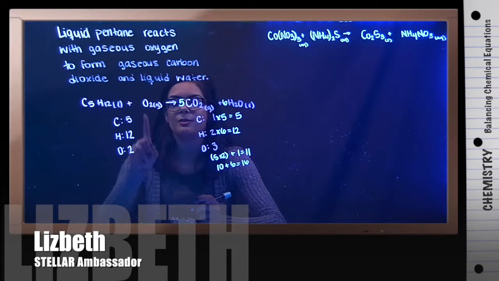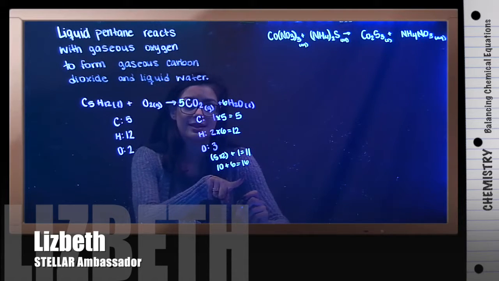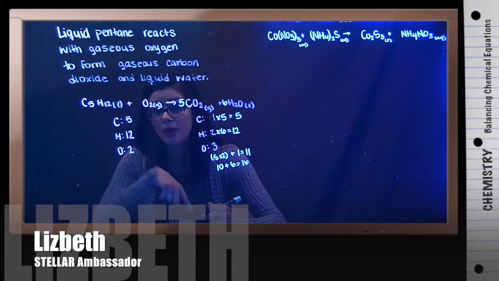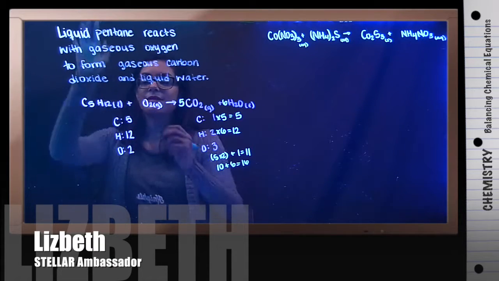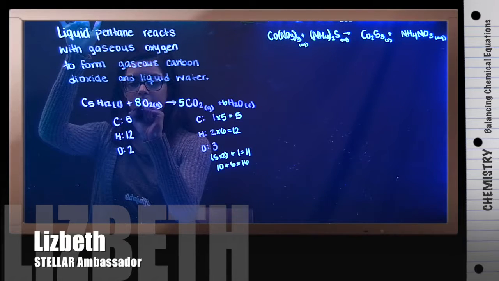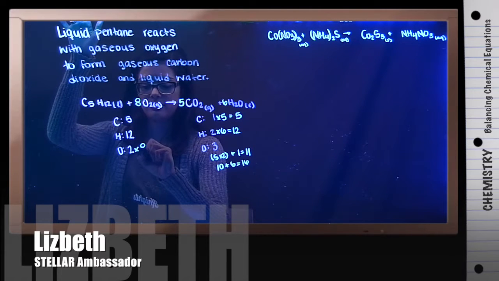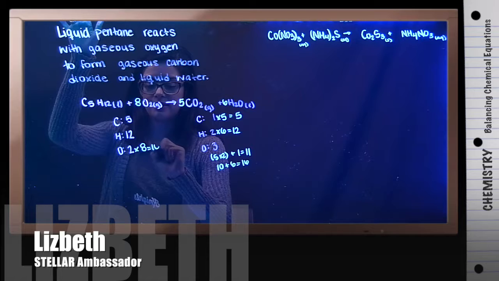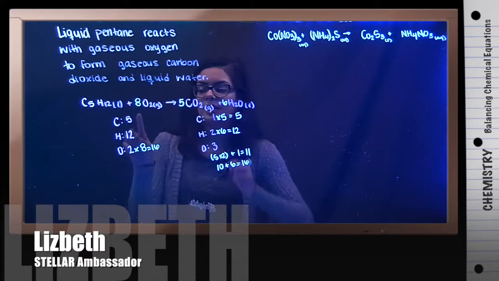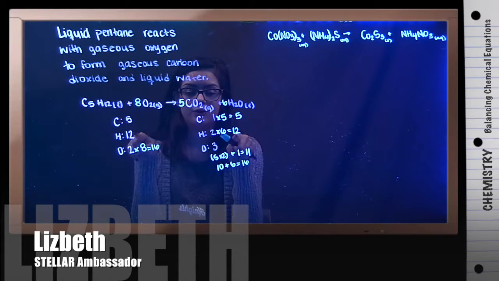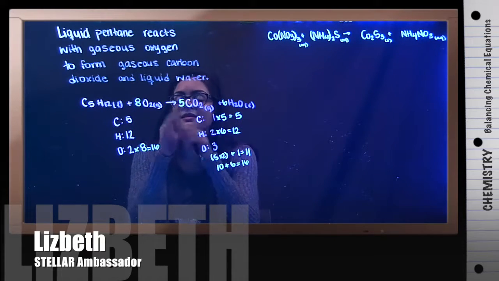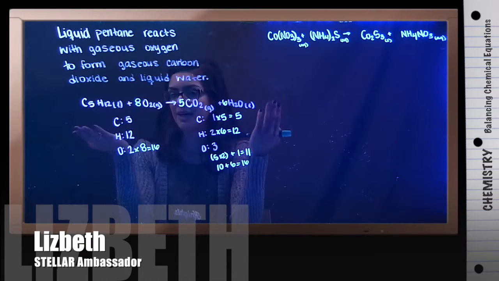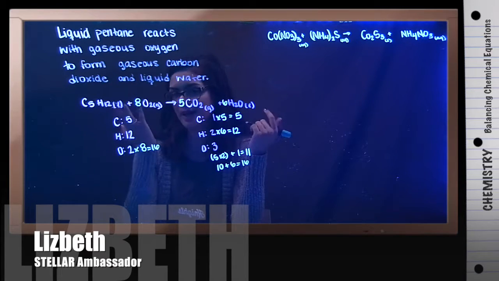So now I have to balance 2 and 16. So 2 times what equals 16? 8, right? So I'm going to go ahead and put an 8 out here. Times 8 is equal to 16. So now we can see that we have 5 carbons, 12 hydrogens, and 16 oxygens on both sides. So that means this equation is now balanced. It's not too bad, right?